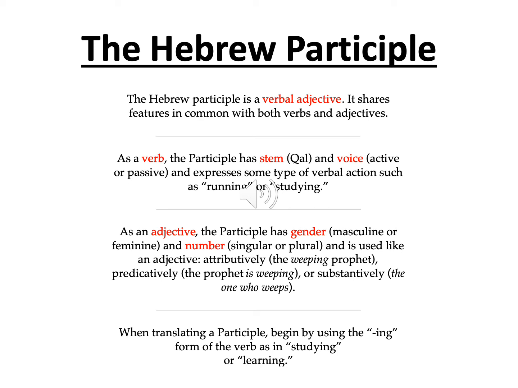As a verb, we have to indicate the stem and the voice, whether active or passive, and we typically translate it with -ing. However, because this is also an adjective, we also have to indicate the gender and the number. We keep all of these things in mind when we're parsing. So we may have a Qal Active Participle 3ms as our parsing.